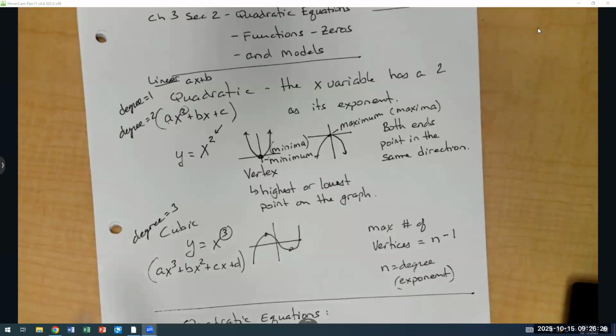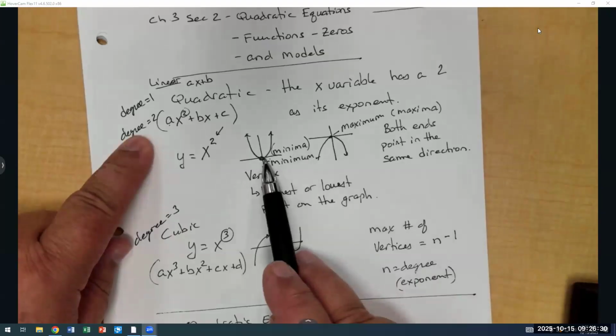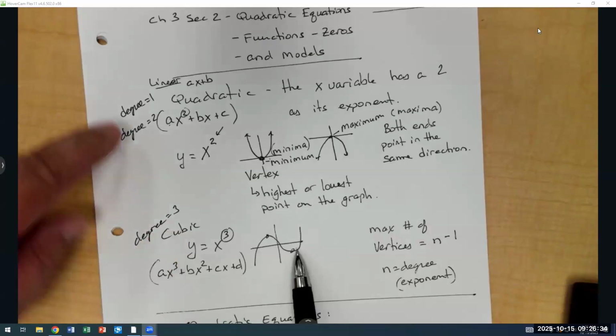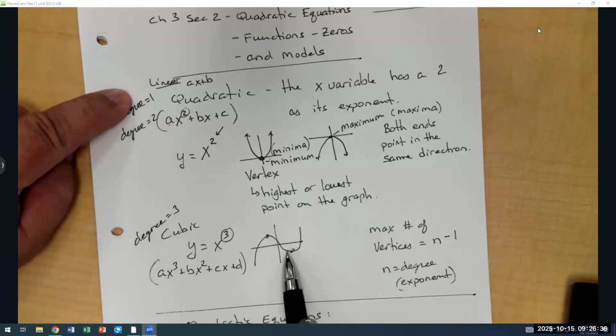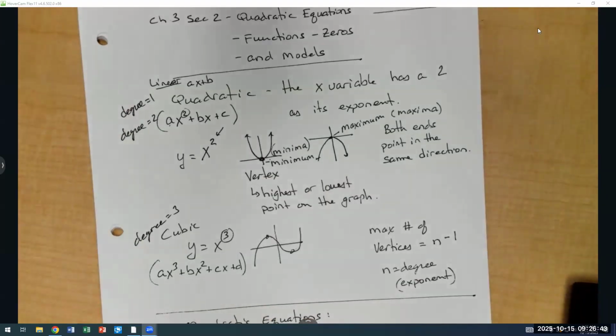We know that if the degree is 2, then we only have one vertex. If the degree is 3, we have 2 vertices. If the degree is 1, how many vertices do we have? None, because it's a straight line. Okay, so that tells us about vertices.